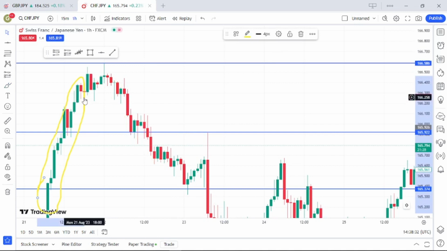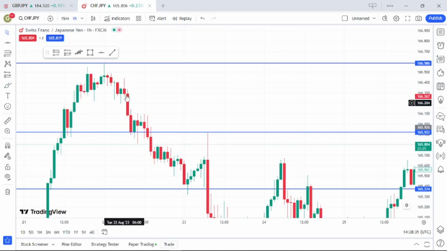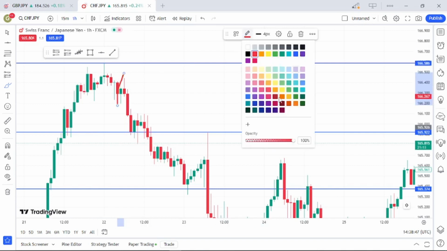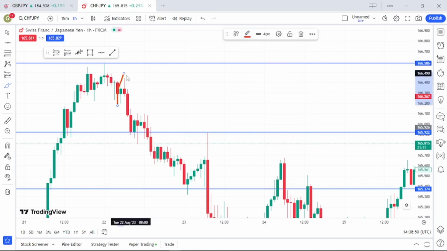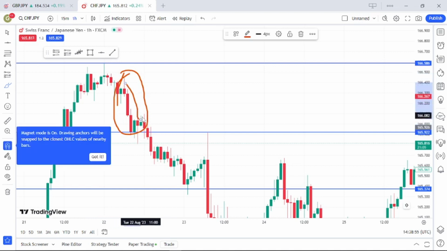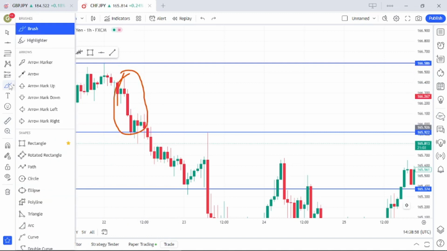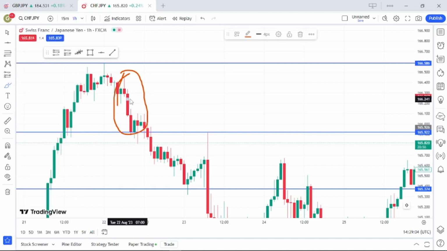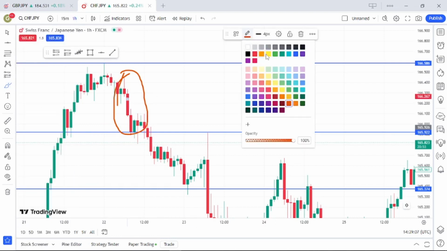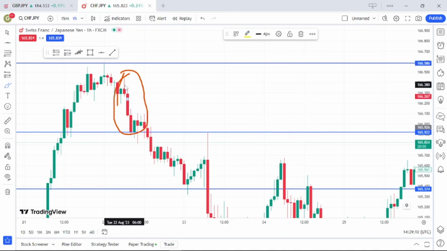Now let me get rid of this and then show what I mean by the three black crows. Grabbing my pen again, let me change the color to an easy to spot color so you can see it clearly. From this level here, you can see three bearish candlesticks following each other. Here is one bearish candle, here's another bearish candle, and this is a third bearish candle.